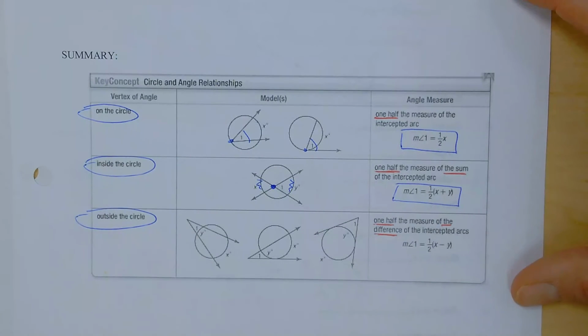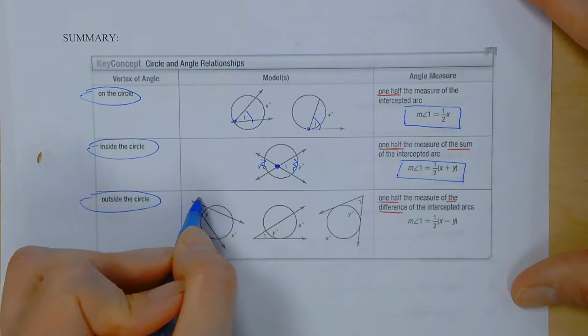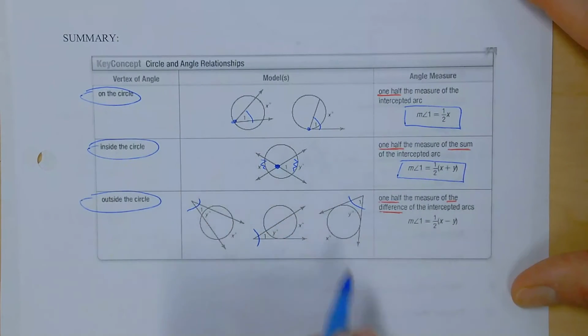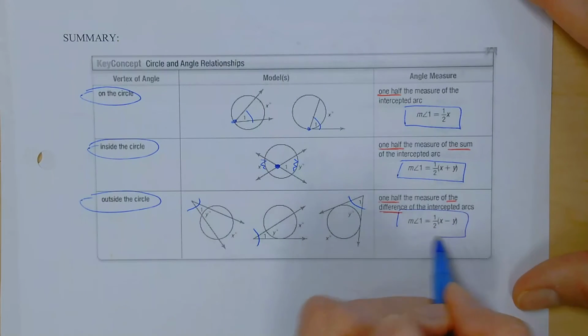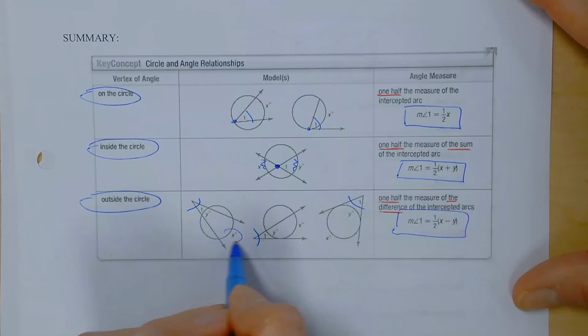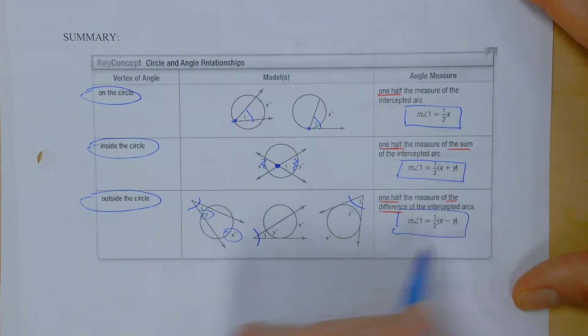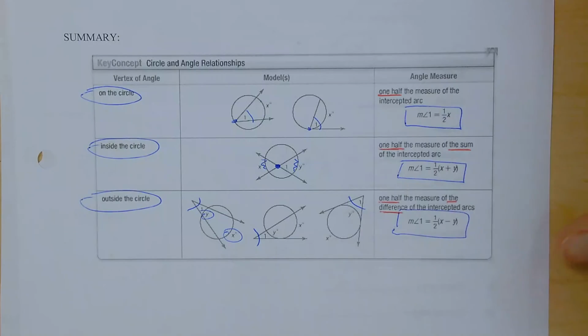If your angle is outside the circle, then it's the same kind of thing as inside, but instead of adding and taking half, you're going to subtract and take half. Just make sure you're doing the big arc minus the little arc each time, or you'll get a negative number.